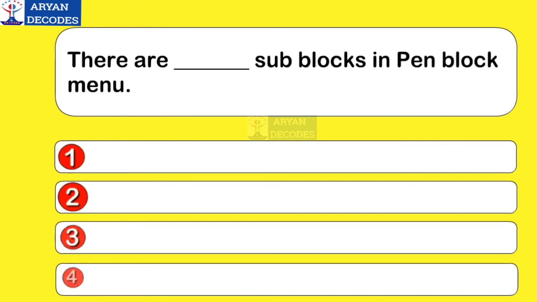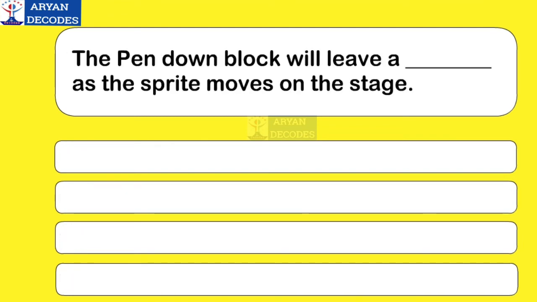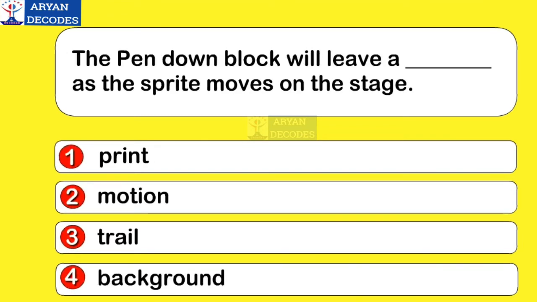Next question. There are dash sub-blocks in pen block menu. And the right answer is 11. Now move on to the next question. The pen down block will leave a dash as the sprite moves on the stage. And the correct option is trail. Now move on to the next question.